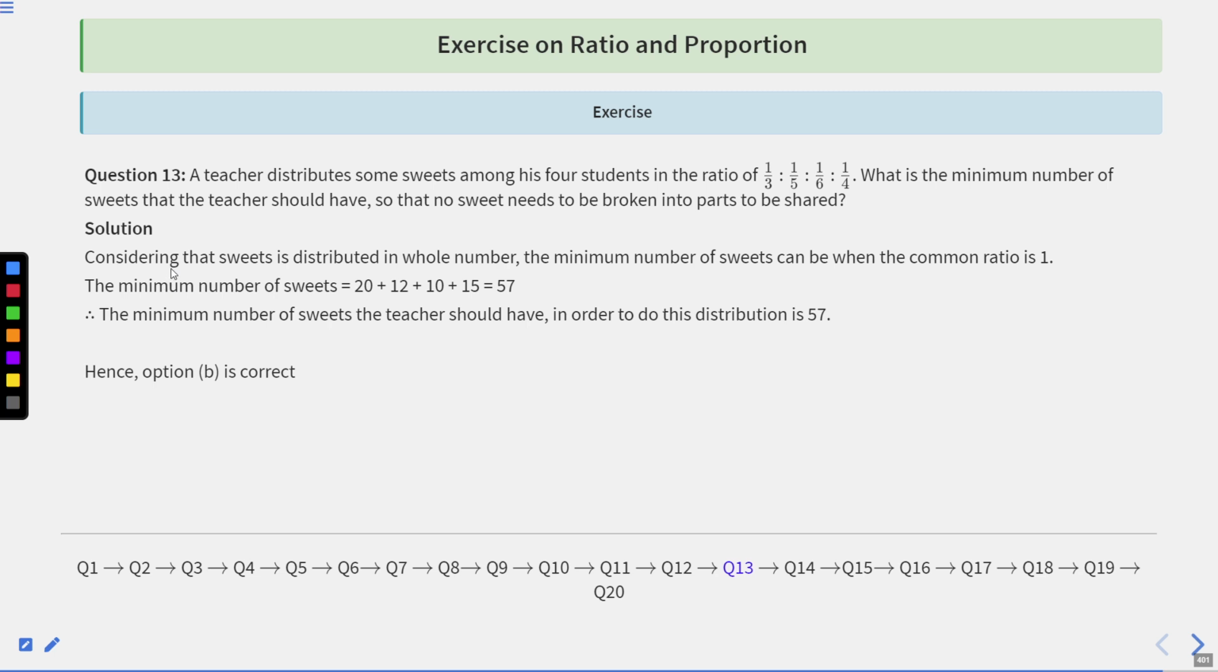So we want the minimum number of sweets. Considering the sweets are distributed in whole numbers, the minimum number of sweets is when the common ratio is 1. So the minimum number of sweets should be the sum: 20 plus 12 plus 10 plus 15, that is 57. So therefore the minimum number of sweets the teacher should have in order to do this distribution is 57. So the option correct here is option B.